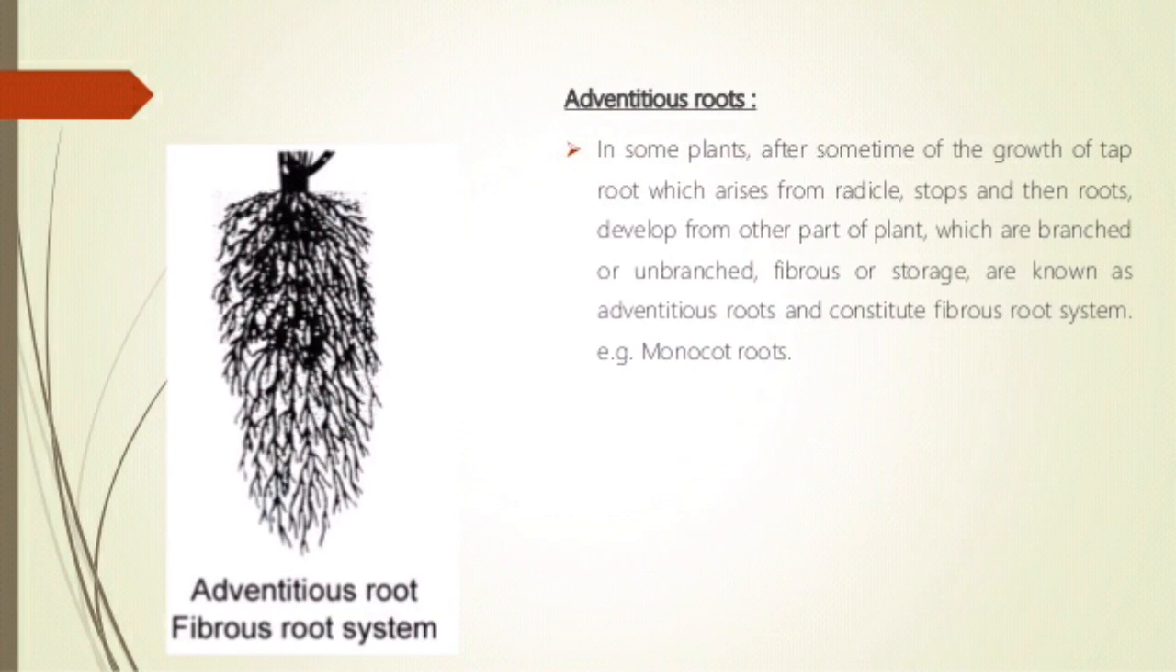Adventitious root: in some plants, after some time of growth, the taproot, which arises from the radicle, stops, and then roots develop from other parts of the plant. These roots, which are branched or unbranched, fibrous or storage, are known as adventitious roots and constitute the fibrous root system, as in the case of monocot roots.